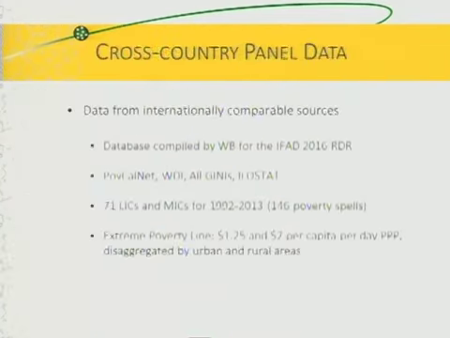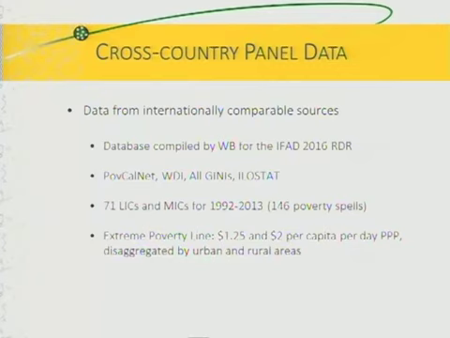We used a very large data set. This data set is a cross-country panel that was produced for the IFAD Rural Development Report 2016 by a team led by Xiaohua Chen at the World Bank, which allowed us to have internationally comparable data disaggregated by rural-urban poverty, taking into account two poverty lines: the $1.25 a day PPP, which is the extreme poverty line, and the $2 a day PPP 2005 as well.